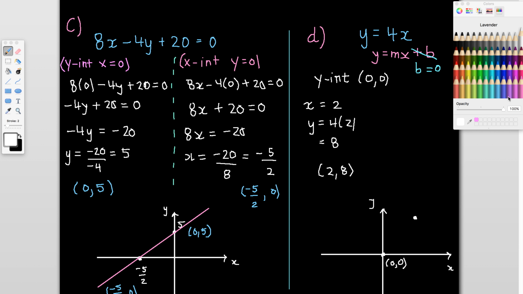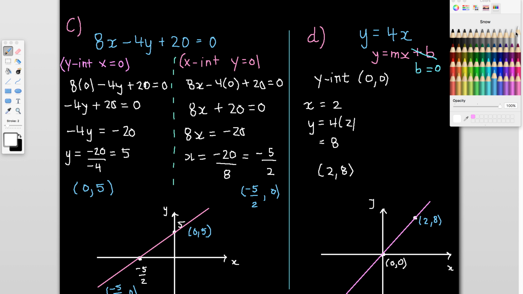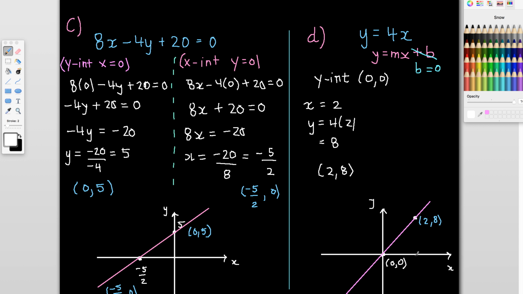And get my line, rule it through the 2 points. Make sure I label this as 2, 8. It's my second point. And what you can also do is just mark it on your axis as well. So this is where x is 2, and this is where y is 8. So once you've got that, we still have a line that has 2 coordinates shown. Like I said, you always have to have 2 coordinates shown.